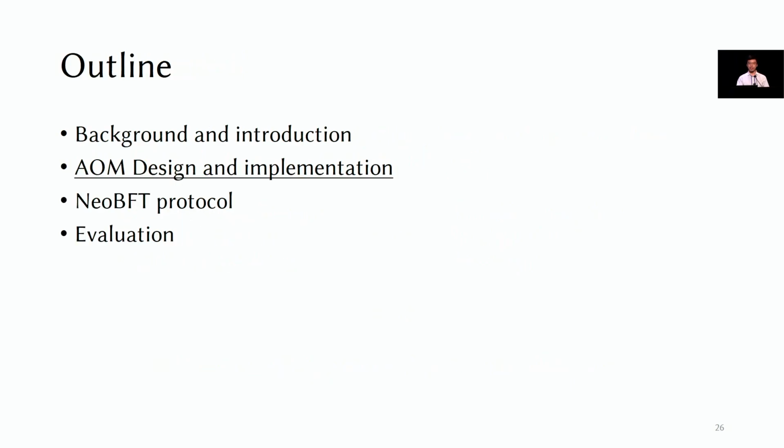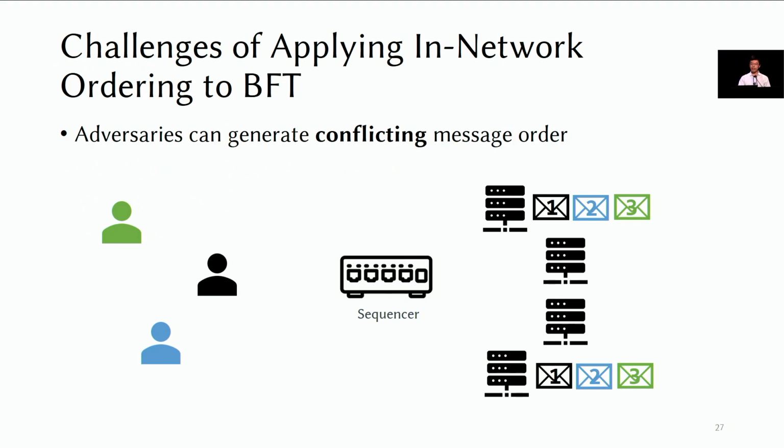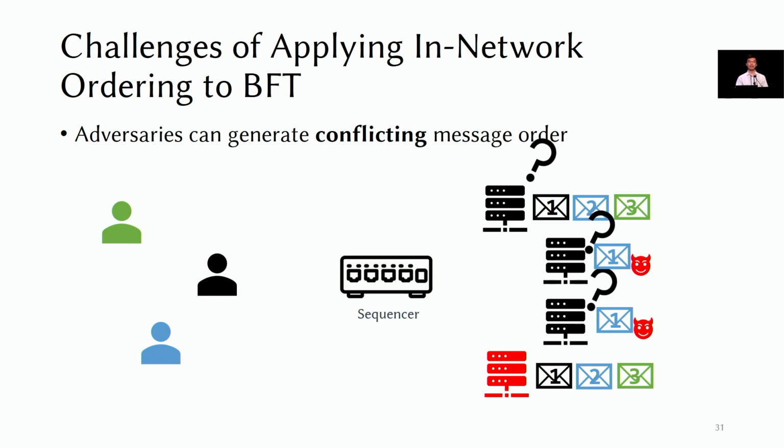Next, let's move on to AOM design and implementation. Naively applying in-network ordering to the Byzantine fault model will not work, because adversaries can impersonate the network sequencer and generate conflicting message orders. For example, let's say the sequencer's messages do not reach some replica because of network partitioning. In such a case, a faulty replica may relabel the received messages with different sequence numbers and broadcast the messages, which can be received by the partitioned replicas. Then the replicas cannot reach consensus on the message ordering and fail to maintain consistency.